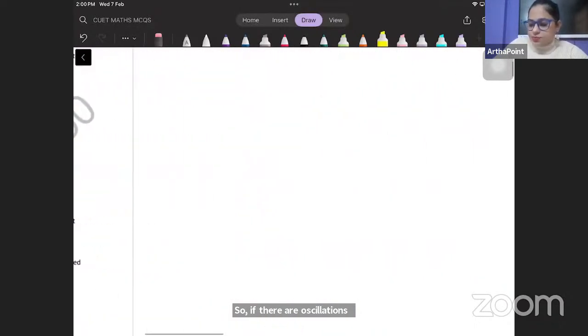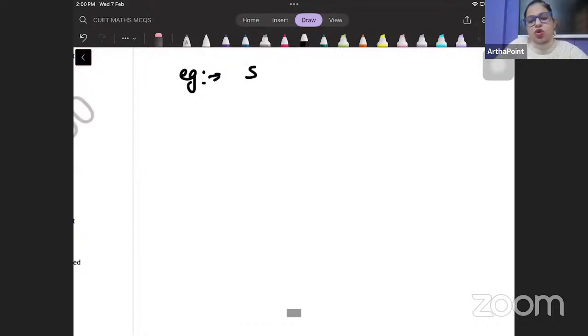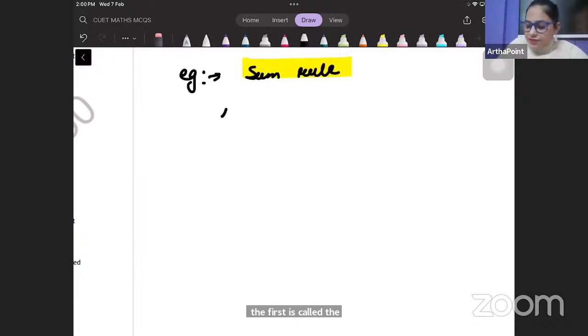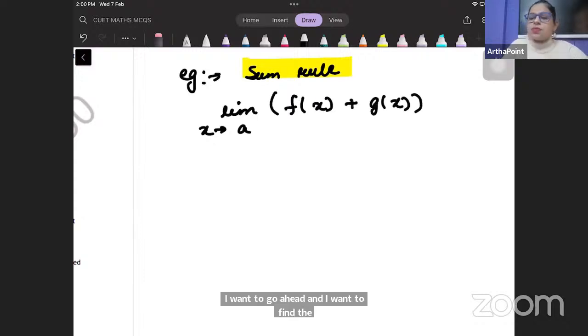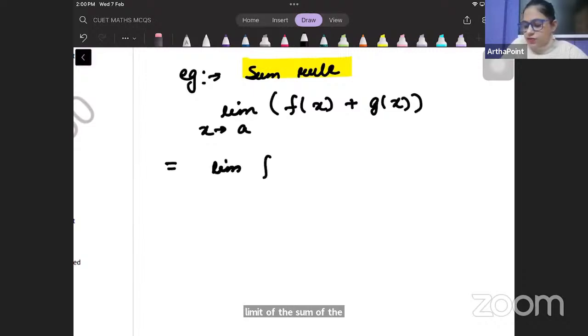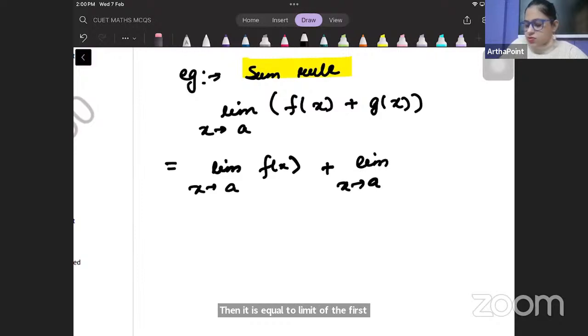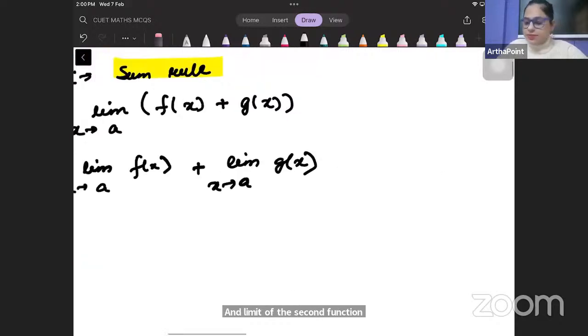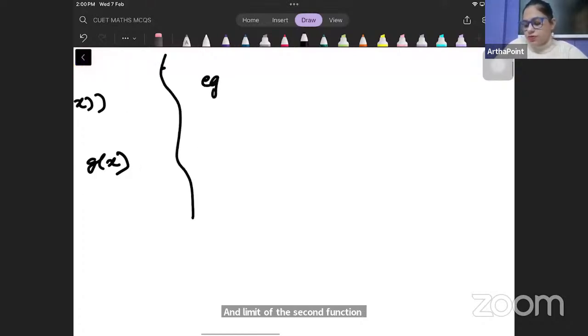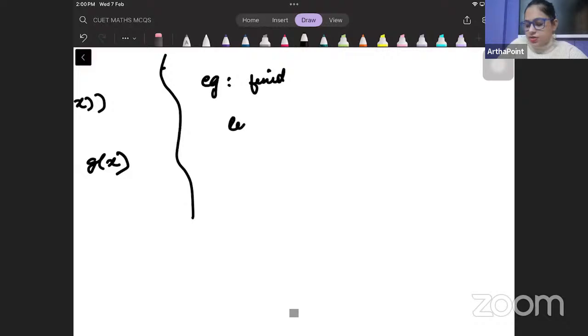So for example, the first is called the sum rule. What does the sum rule say? That if I want to find the limit of the sum of the functions, then it is equal to the limit of the first function and the limit of the second function. Take an example, beta. Say I ask you to find the limit as x goes to 2 of x square plus 5x.